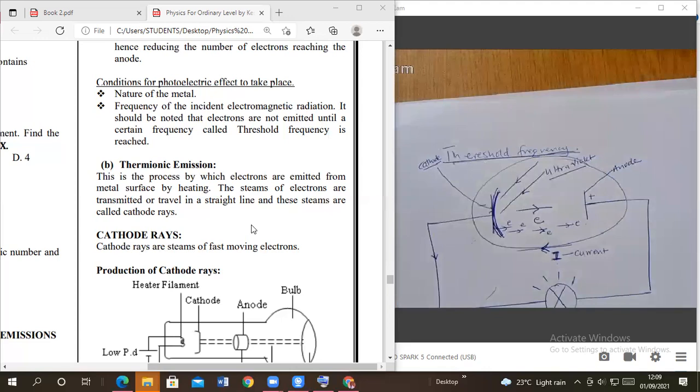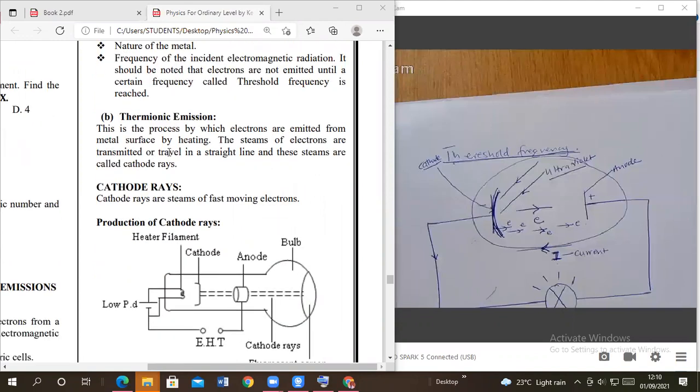The frequency for the incident radiation, not all radiations. The light from your torch may not have enough frequency to emit electrons from the cathode. So it means that the frequency of that radiation must be sufficient to emit the electrons from the cathode.